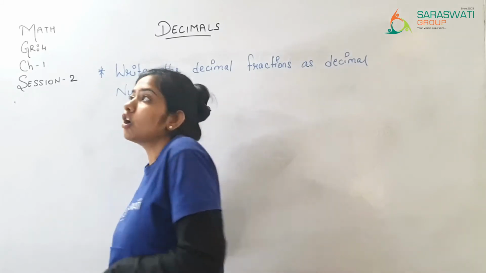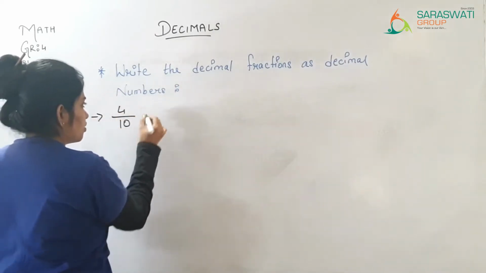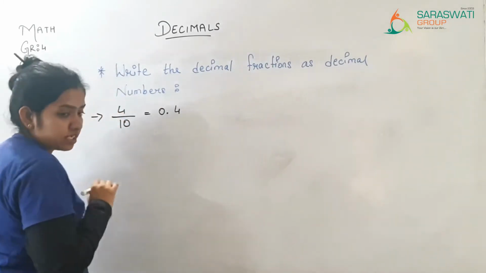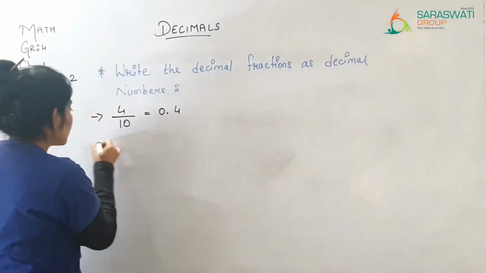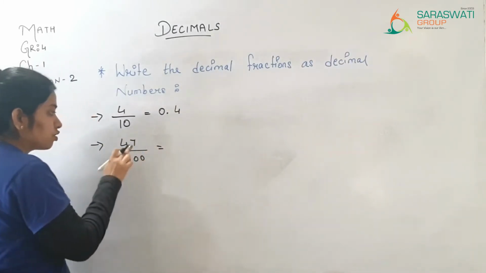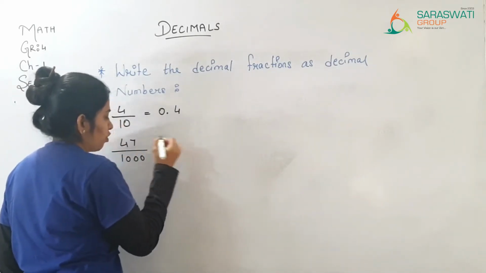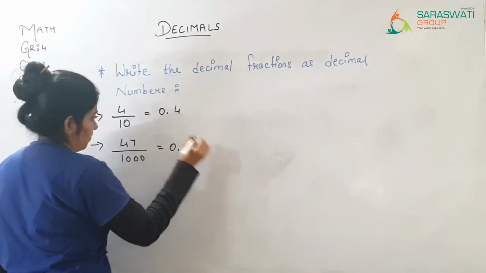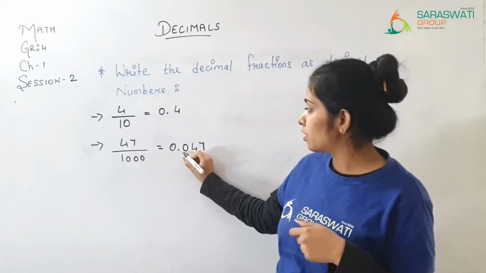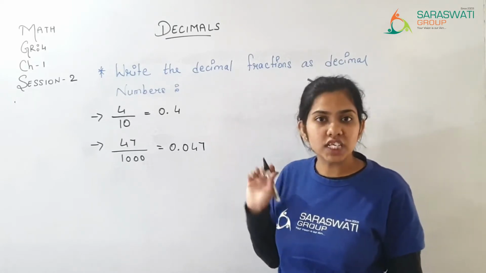If it is 4/10, you will write it as 0.4. Now if it is 47/1000, here it is 2 digits, here it is 3 zeros, so we will write it as 0.047, because the number of digits after the decimal point should be equal to the number of zeros here, right? So we have written 0.047.